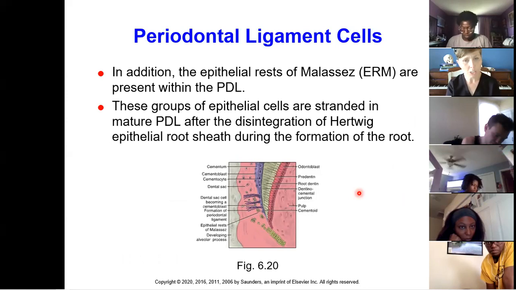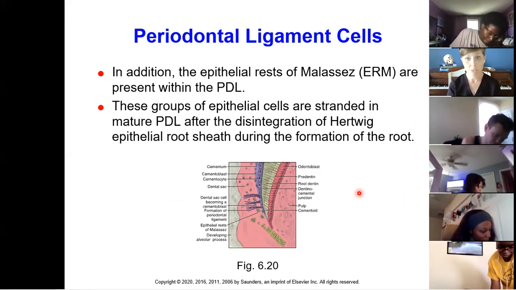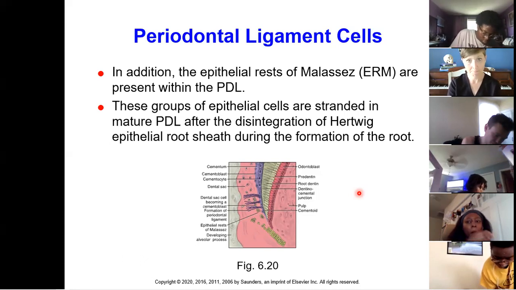The epithelial rests of Malassez, or ERM, are present within the PDL. These groups of epithelial cells are stranded in the mature PDL after the disintegration of Hertwig's epithelial root sheath during the formation of the root.